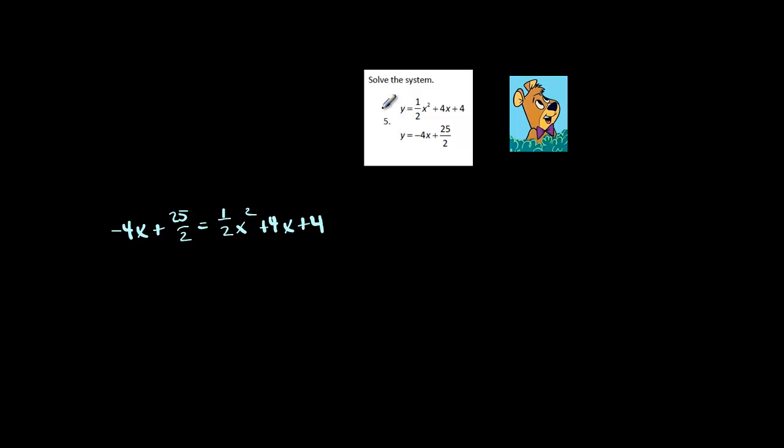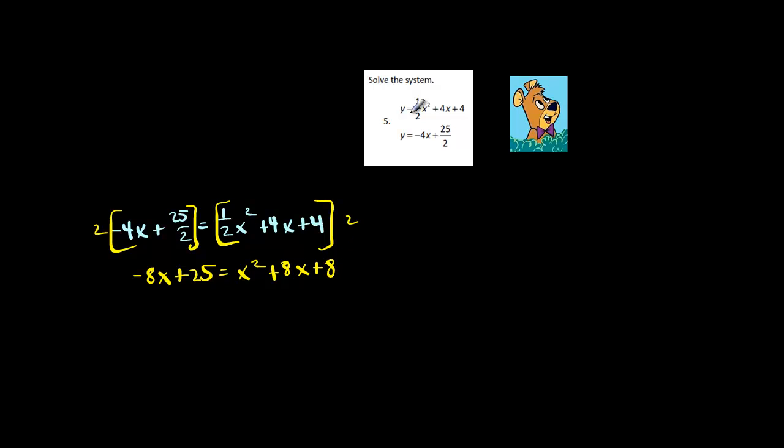Alright, so we substituted. Now we want to get rid of the fractions because we don't want to work with those. So let's just use brackets and multiply both sides by the common denominator, which is 2. So we're going to have negative 8x plus 25 equals x squared plus 8x plus 8. So let's move everything to the right because x squared is positive over there. We're going to be adding 8x over, so that's going to make it 16x. And we're going to be subtracting 25 from 8, so that's going to be minus 17.